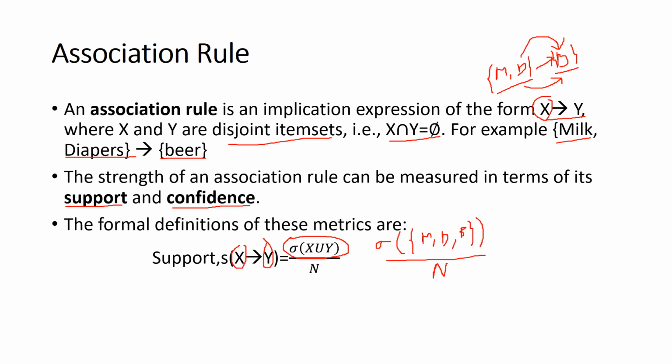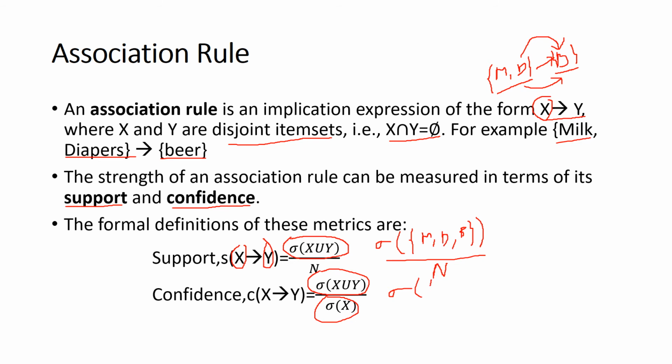Now coming to the second one, which is confidence. Confidence of X to Y, which is C of X to Y, is equal to rho of X union Y divided by rho of X. That means the support count of X union Y divided by the support count of X, which means the support count of the set consisting of milk, diaper, and beer, which is the set X union Y, divided by the support count of the set consisting of milk and diaper.